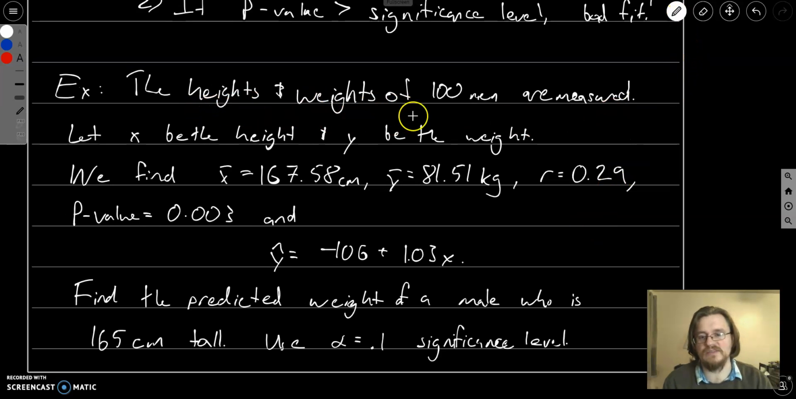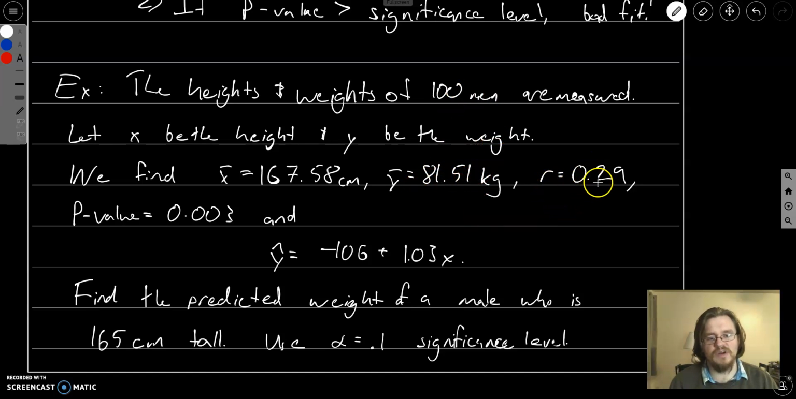So we have the heights and weights of 100 men that are measured. We'll have x as the height and y as the weight. So we find a bunch of things. Let's go through this. X bar is going to be the mean height, and that's 167 and about a half a centimeter. So that's how tall on average these men were. Y bar is going to be the mean weight, and that's going to be 81.5 kilos. So again, that's just the mean weight of all 100 men.